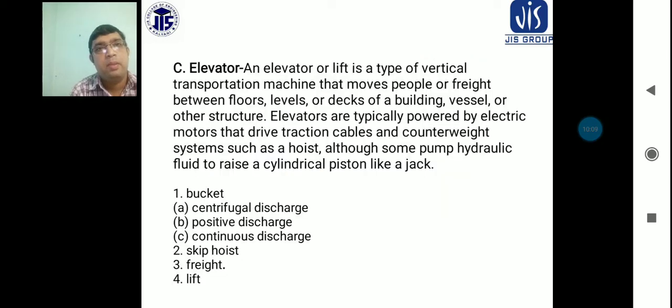The elevator, or lift, is a typical type of vertical transportation machine that moves people or freight between floor levels or decks in buildings and other structures. Elevators are typically powered by electric motors that drive traction cables and counterweight systems, such as a hoist. Although some use pumps or hydraulic pulleys to raise a cylindrical piston like a jack, these are considered elevators as well.